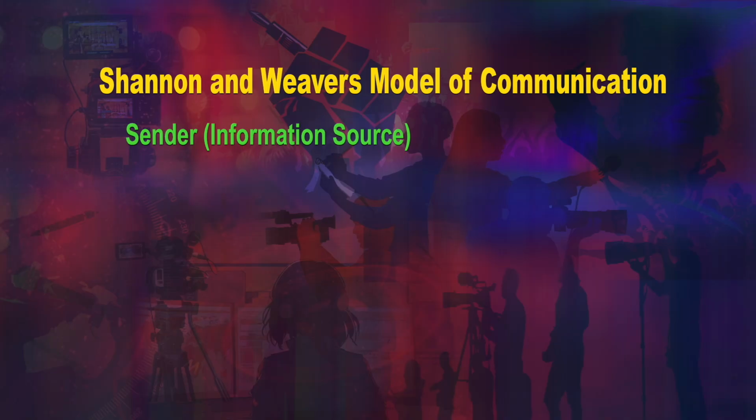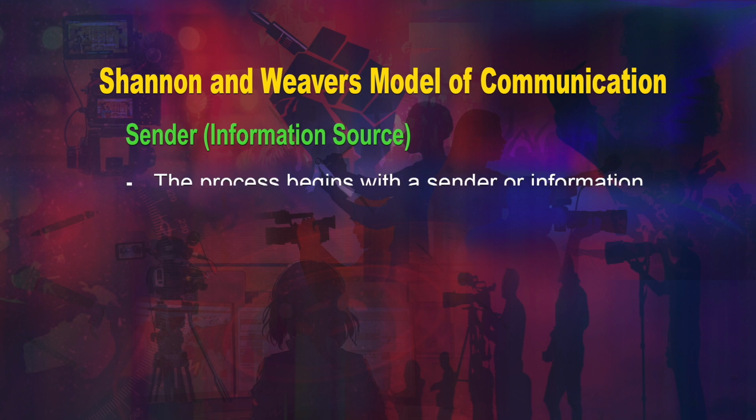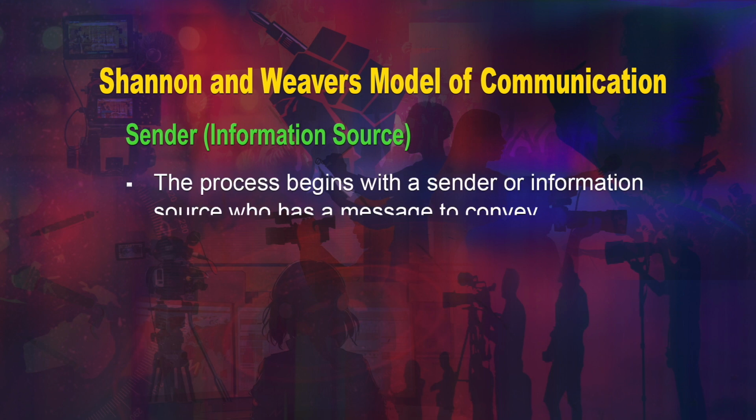Here are the main points covered under the Shannon and Weaver model. Sender, information source. The process begins with a sender or the information source who has a message to convey. This could be a person, a group of people or a machine.